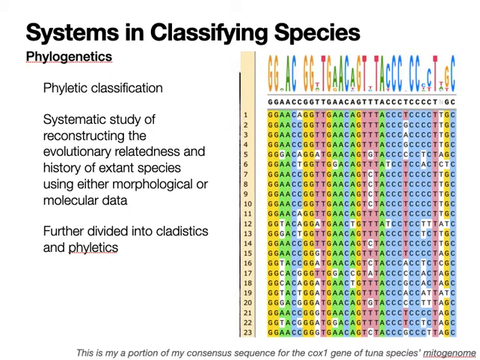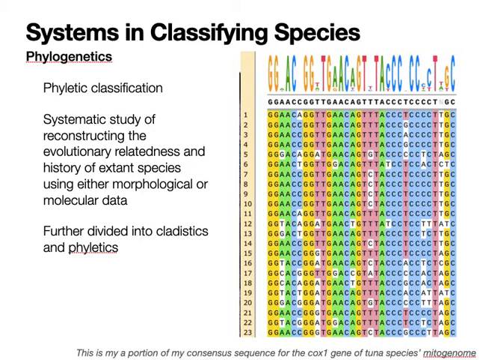Now, phylogenetic classification is also called phyletic classification because if we try to compare it with phenetic, this tries to reconstruct evolutionary relatedness apart from shared morphological and molecular similarities in data, which can be further divided into phyletics and cladistics.